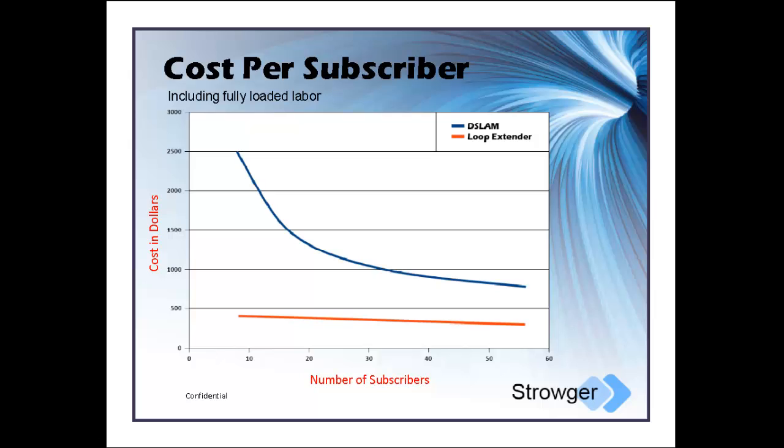So dividing those fiber costs and those power costs over, say, 10 subscribers, you're going to end up with something on the order of $2,500 per subscriber to deliver service to those last few subscribers. For an ADSL loop extender solution, your cost per subscriber is always in the $200 to $400 range, and that includes all your installation costs for the project. So you see it's a far more cost-effective solution to deliver broadband to your last few subscribers.